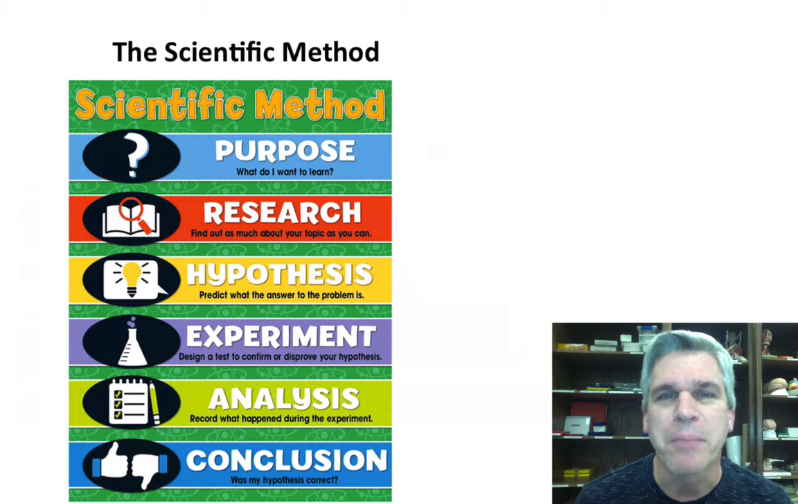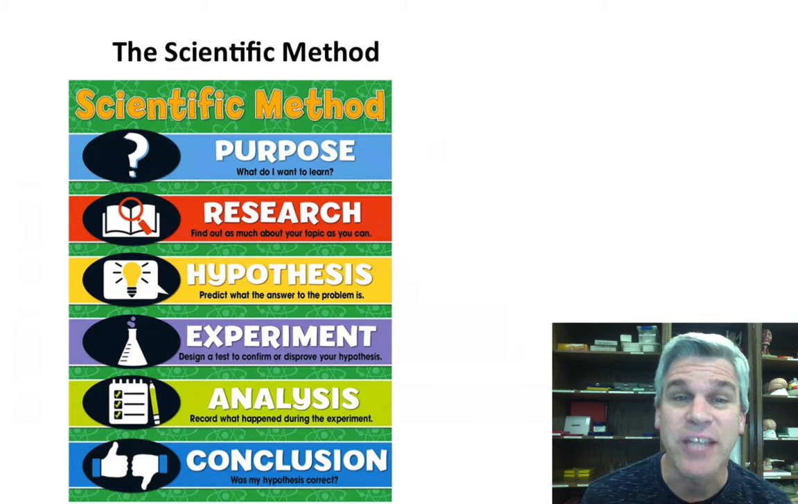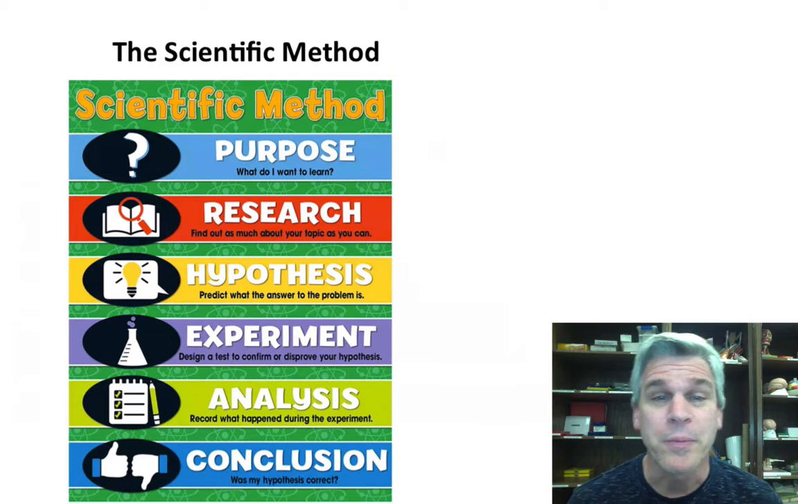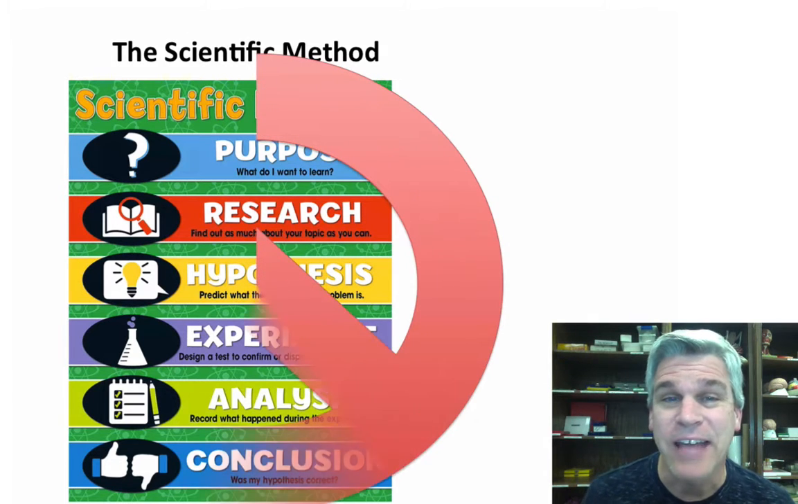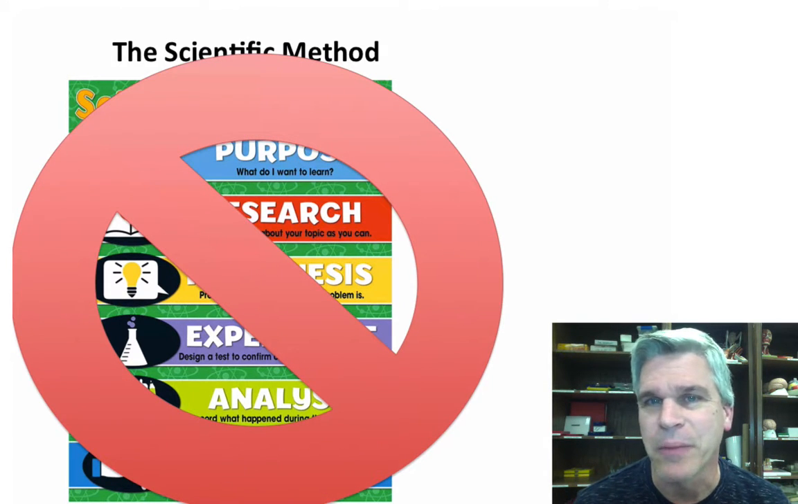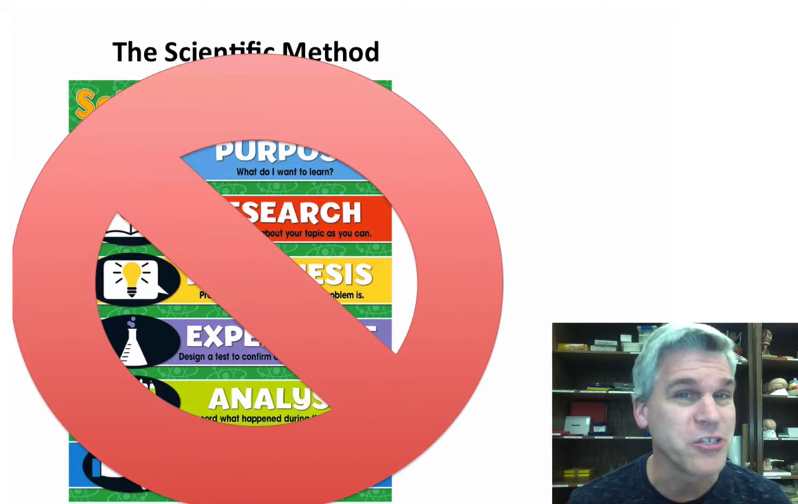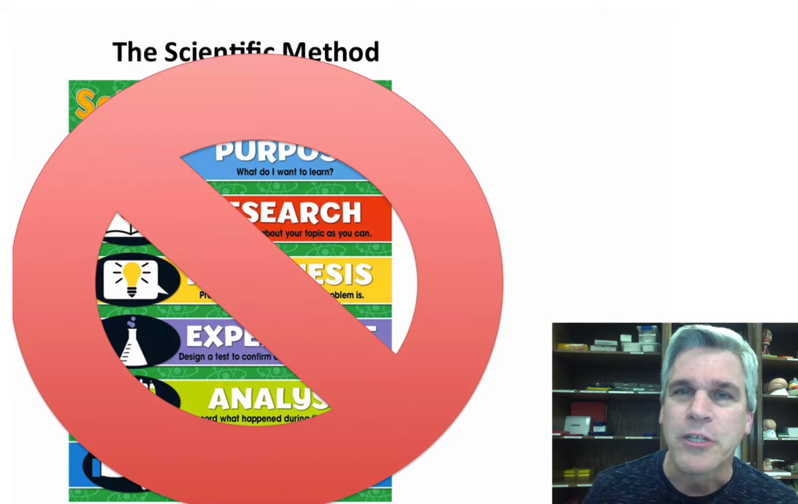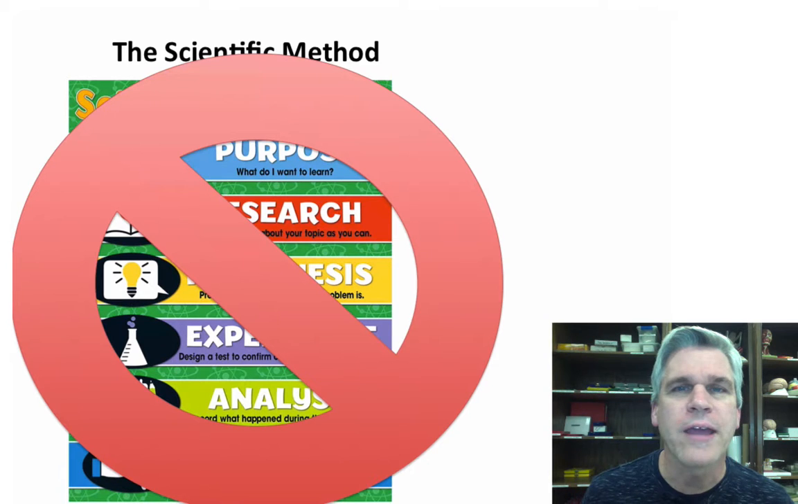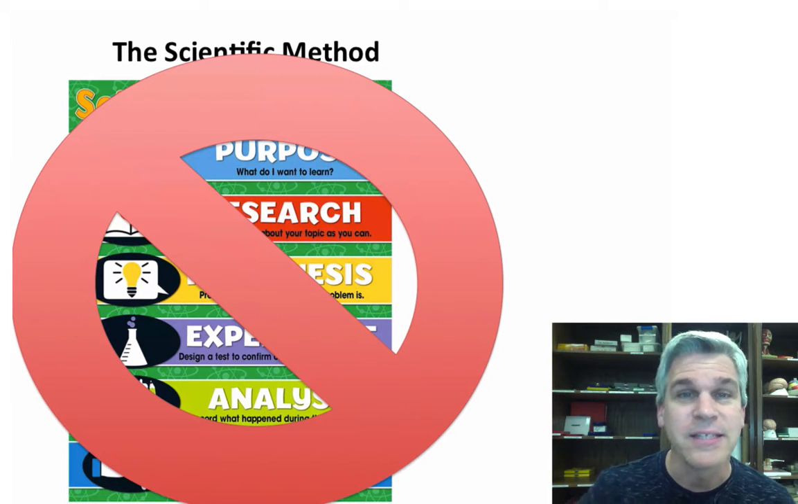You may have seen a poster like this maybe in your elementary or junior high classes where the scientific method is a list of steps like, what's my purpose? What research am I going to do? How do I make a hypothesis? And so on. But in reality, this is not how scientists use the scientific method. In fact, you might even say there's really no such thing as the scientific method. Well, that might be going a little bit too far. Let's look at a more realistic idea of what the scientific method is in science.